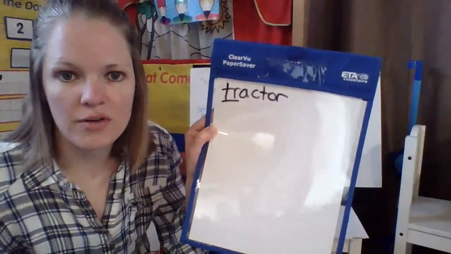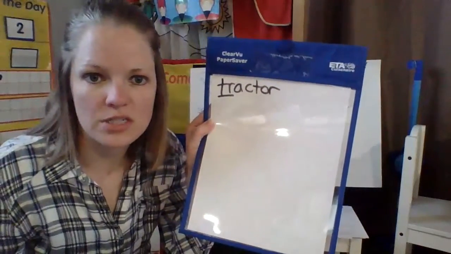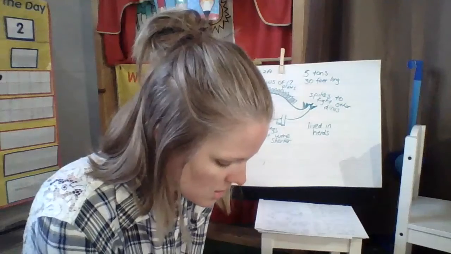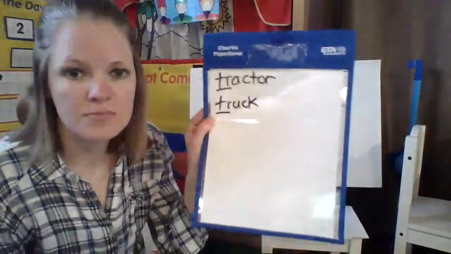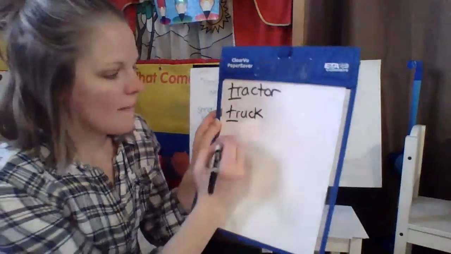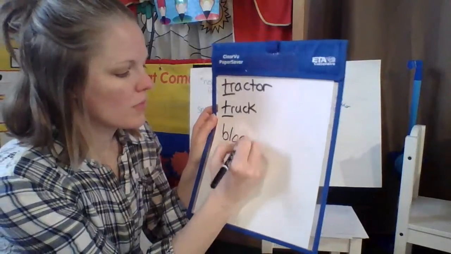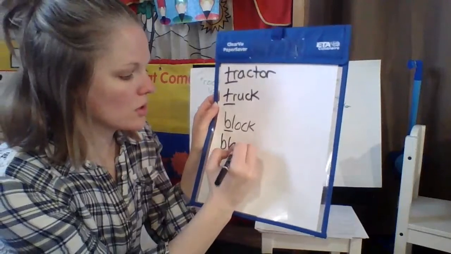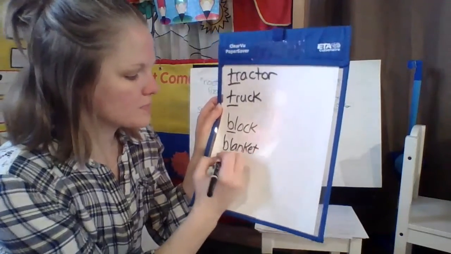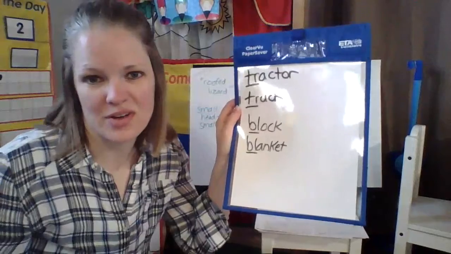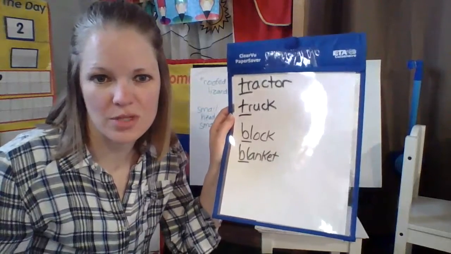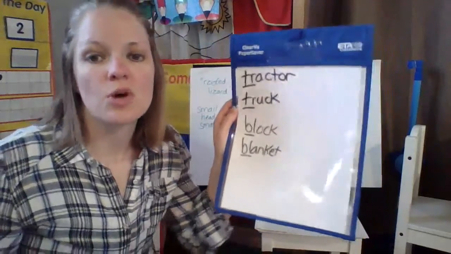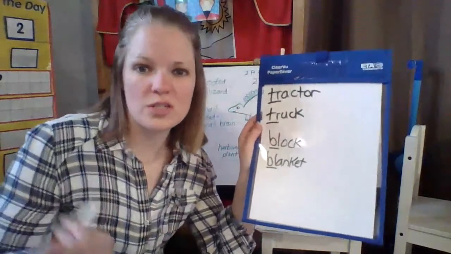So when you're going on a hunt around your house, think about all your letters that work together. He also found a truck, another one with TR. He found a block. He found a blanket. Lots of things that you can find. Those are just a couple examples. I don't want to give more away because I want you to be able to find your own. So watch the YouTube video. It gives you a whole bunch of different ideas.